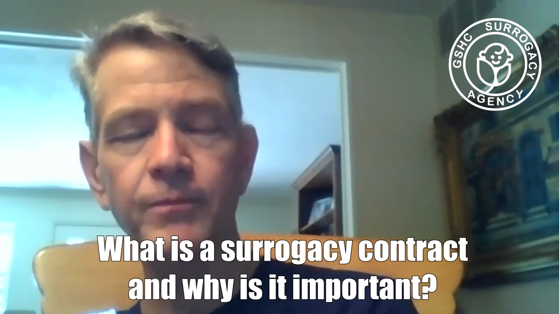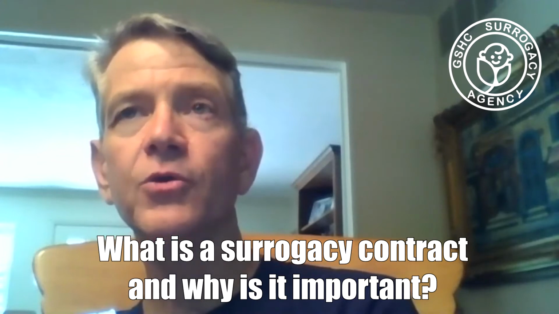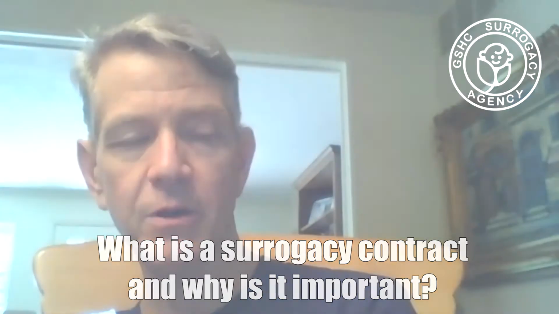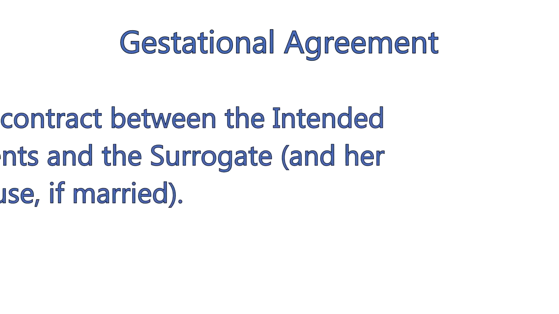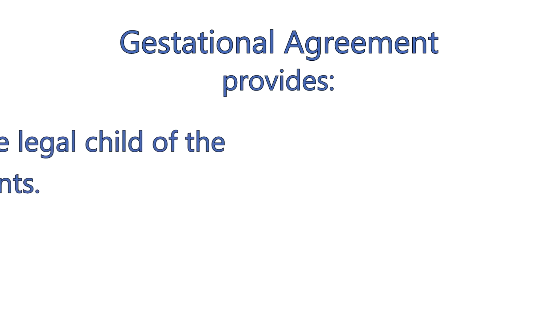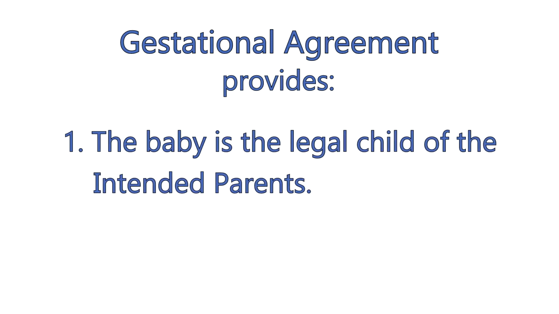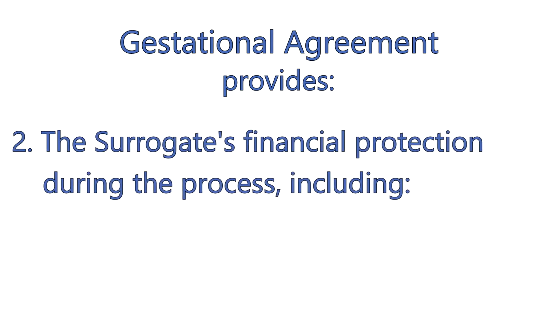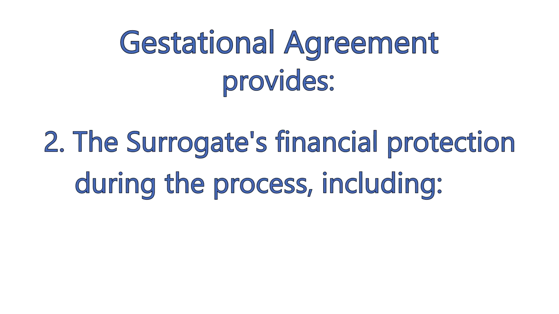And that legal process is what creates the Texas birth certificate. Can you explain what a surrogacy contract is and why that's important? In Texas, we call it a gestational agreement. A gestational agreement is the agreement that's entered into between the intended parents and the gestational surrogate. The gestational surrogate's husband, if she's married, would also be a party to the agreement. The agreement provides, first and foremost, that the child that she is carrying would be the legal child of the intended parents. The agreement will also provide for her financial protection through the process.